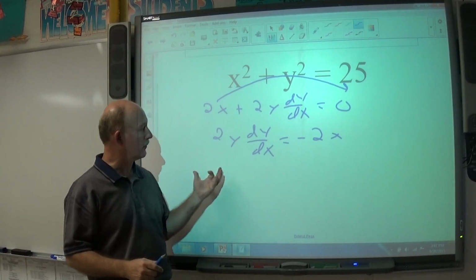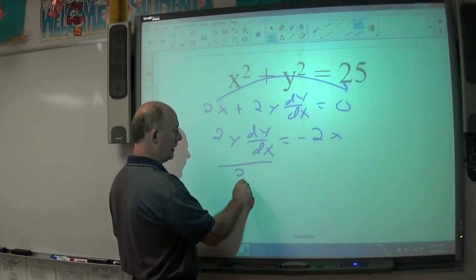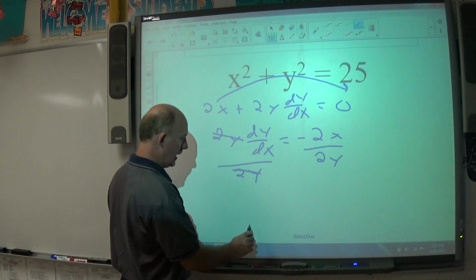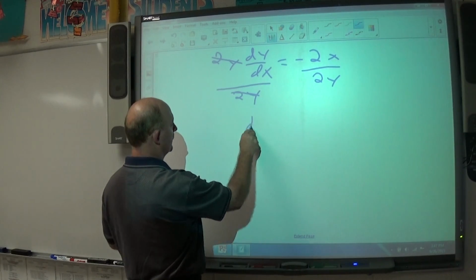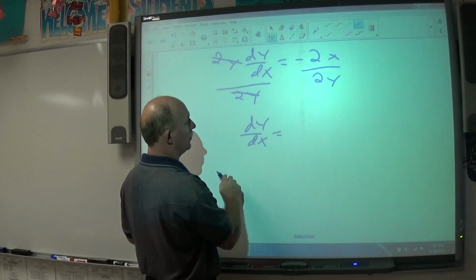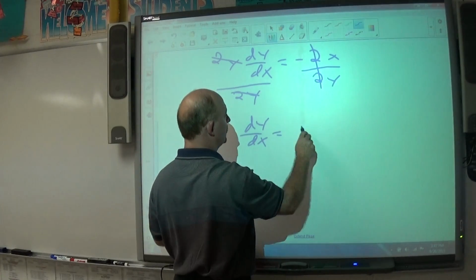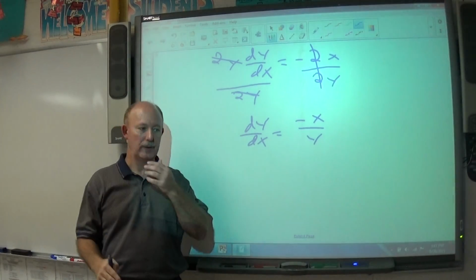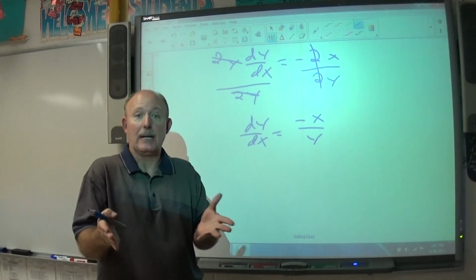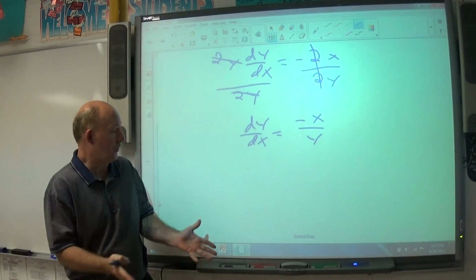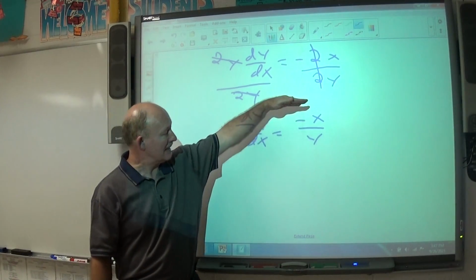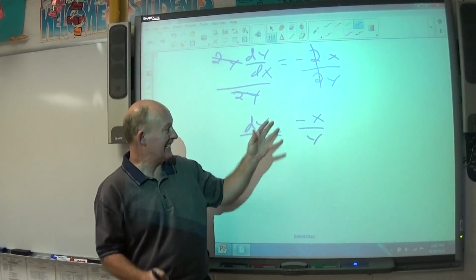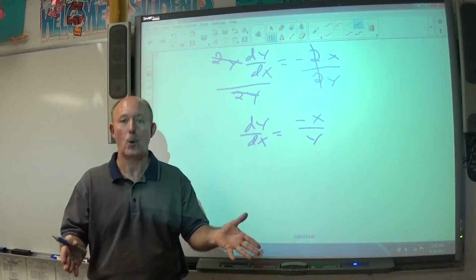Now, to finish solving for dy over dx, we're going to divide this side by 2y, and the 2y's cancel. Let's divide this side over here by 2y also. And our derivative is, dy over dx equals, now here the 2's will cancel, negative x over y. Okay, now that's our first derivative. Now we've got to take the second derivative. You notice immediately dy over dx is equal to negative x over y, that's a quotient. So to get the second derivative here, we have to use the quotient rule.